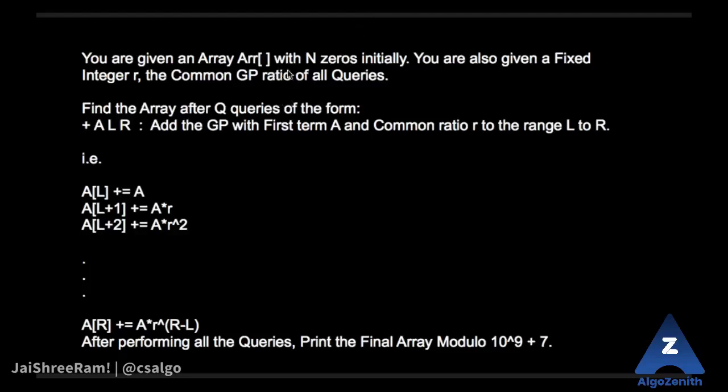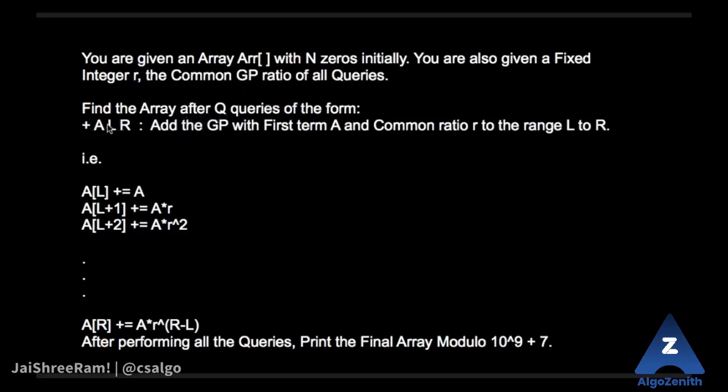You are given an array ARR with n zeros initially. You are also given a fixed r that will be a common GP ratio for all the queries. So we have some queries, and small r will be the common GP ratio. Now find the array after q queries of the form plus A L R.